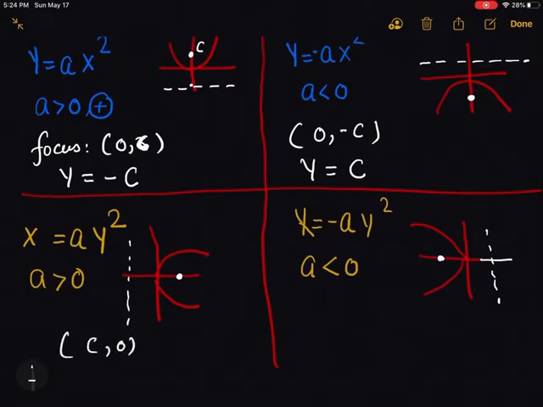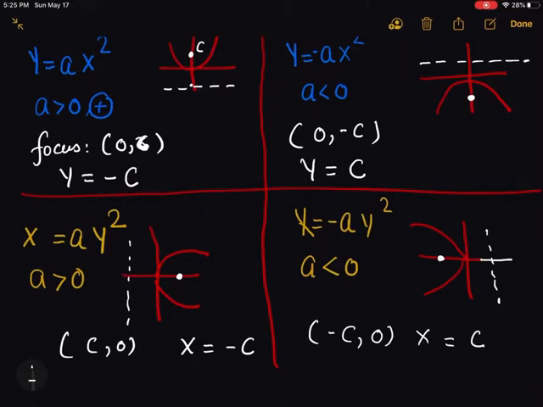And the directrix, since it's a vertical line, is going to be x is equal to negative c. For the fourth one, which is the last one, the focus would be negative c comma 0 and x is equal to positive c. Make sure you have this information handy all the time, because we need these four graphs all the time in order to understand the equation.